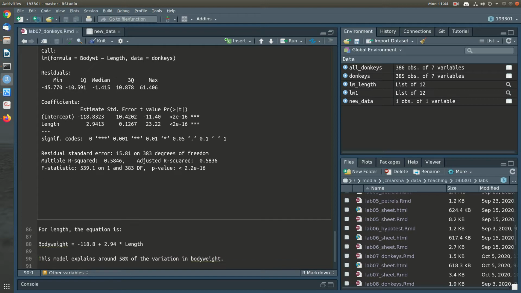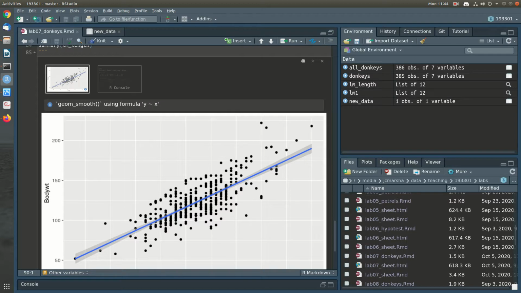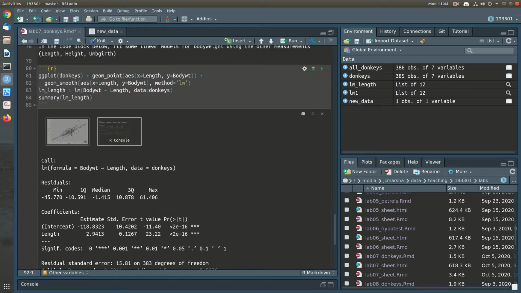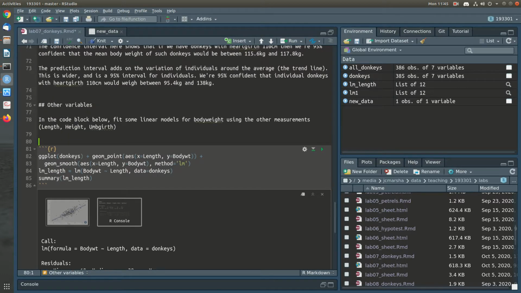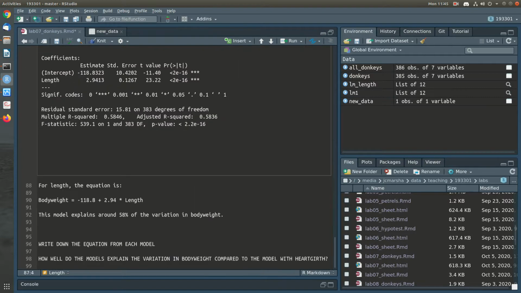Right, so the R squared is 58%, so it's less, isn't it? And you can see that makes sense because if you look at the plot, there's more scatter, right? So there's more additional variation in the individuals around the line, right? So our prediction intervals will be wider. Okay, so this will be length. Okay, now we'll just copy that code block and we'll do the other ones.